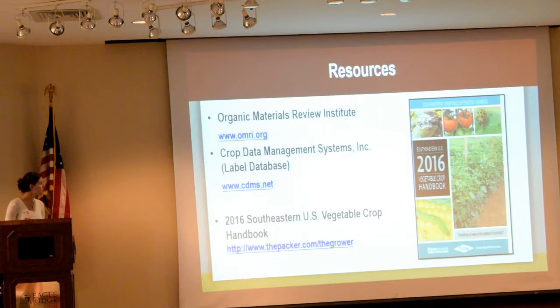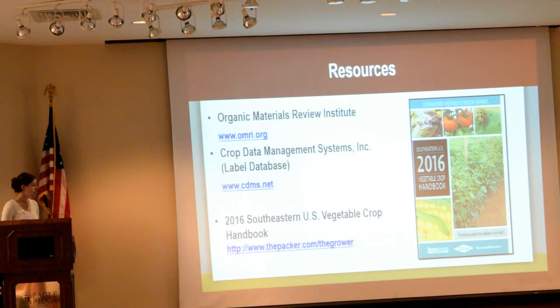Again, two other resources. I mentioned OMRI products, the Organic Materials Review Institute. Since I don't have that pesticide list updated, if you want to find out what products are OMRI listed, if you're interested in organic production, you can visit www.omri.org, and there's a list of OMRI approved products. The Crop Data Management System website has a label database. It should be free to sign up for an account, and then you can use the search function to try and identify which products may be available for use in your particular crop. And you can get labels for the products there.